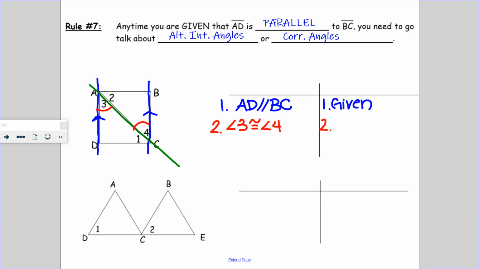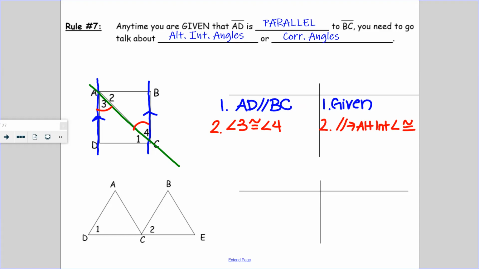Where does the parallel go? Did we know they were parallel first, or did we know they were congruent first? Parallel. So we'd say if parallel, my alternating interior angles are congruent. Or it might be corresponding angles that we talk about.